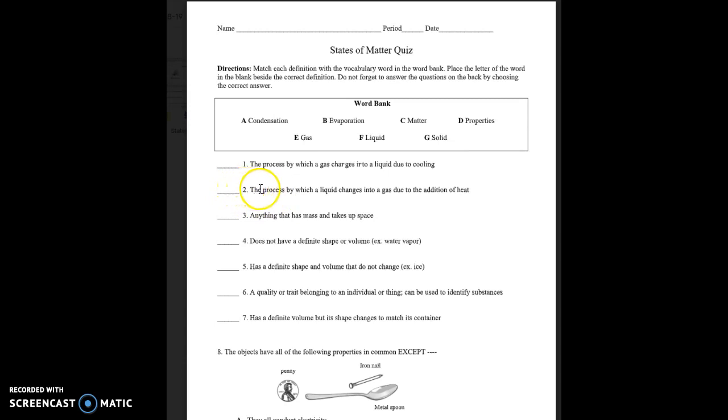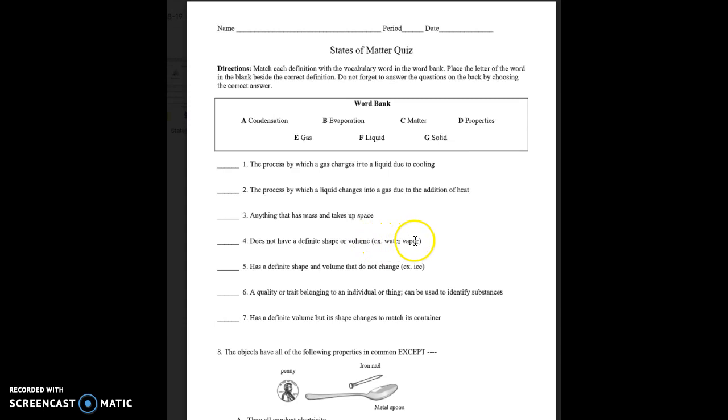Number 2. The process by which a liquid changes into a gas due to the addition of heat. Number 3. Anything that has mass and takes up space. Number 4. Does not have a definite shape or volume.